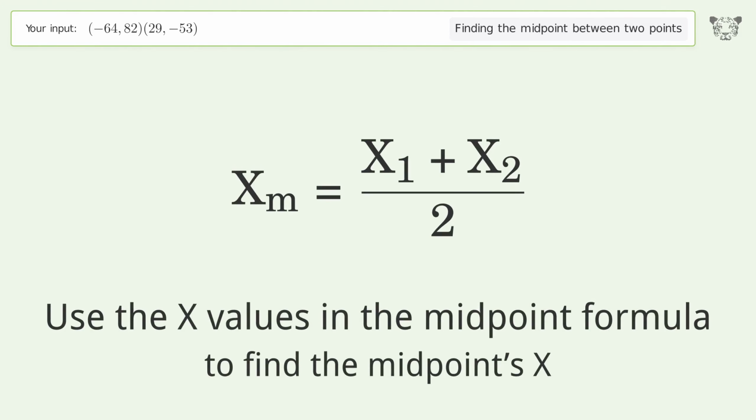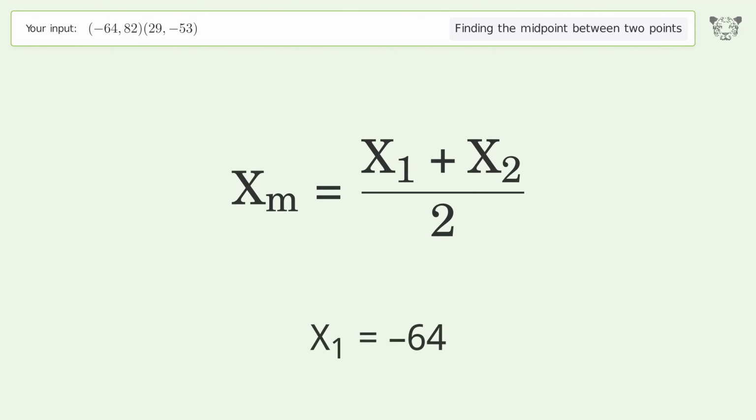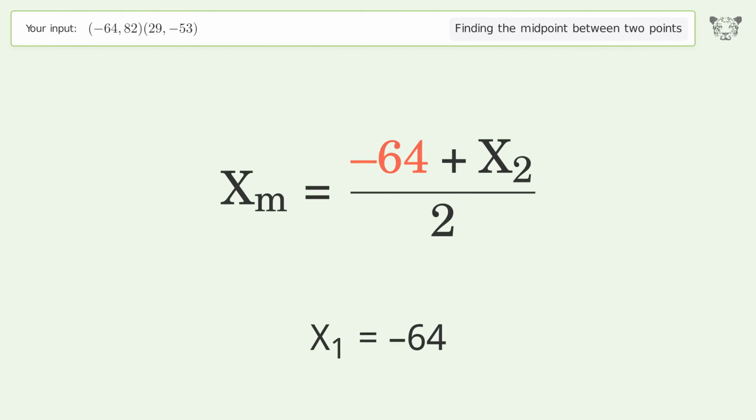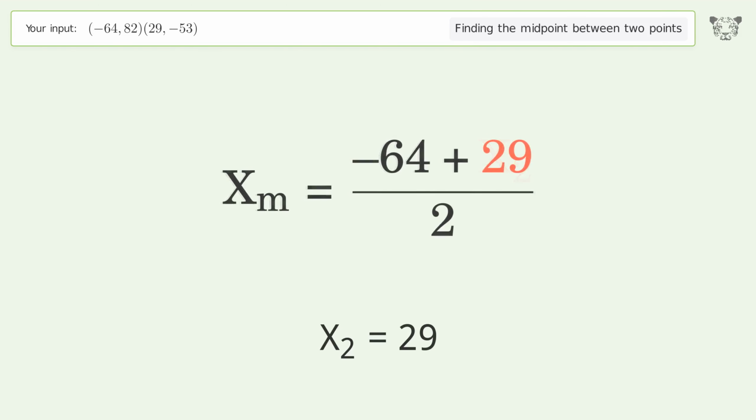Use the x values in the midpoint formula to find the midpoint's x. x1 equals negative 64. x2 equals 29. Simplify the arithmetic.